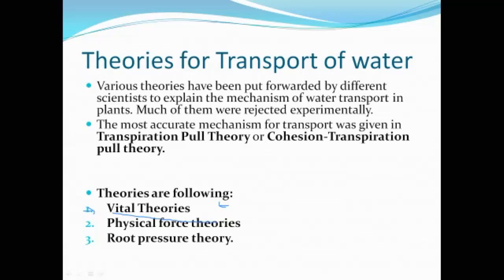Okay, as the concentration decreases, water will keep on moving. Soil has the maximum water concentration, the root has less, the stem has less, and the leaf has very little. That's why water keeps on moving.